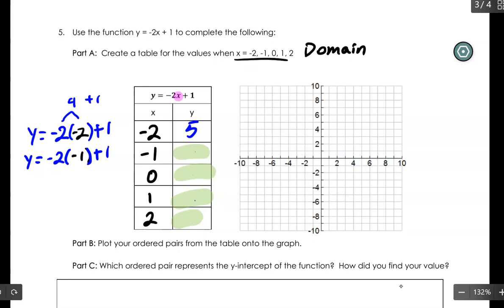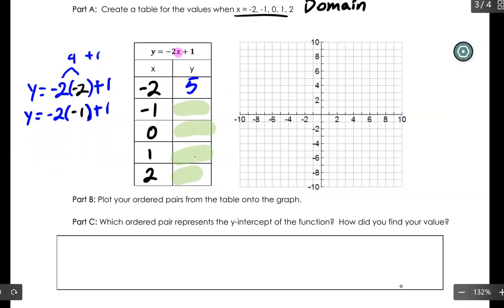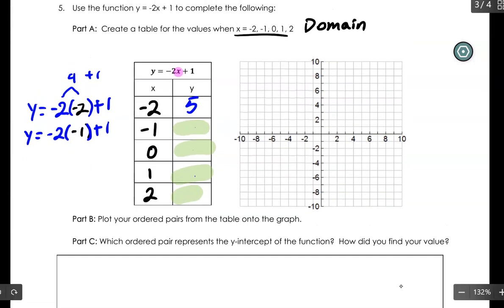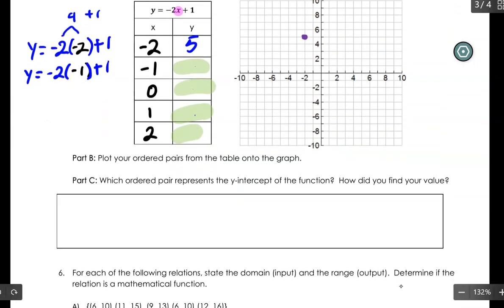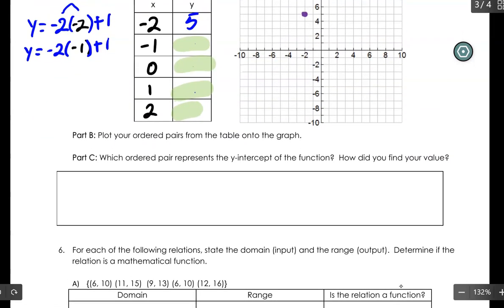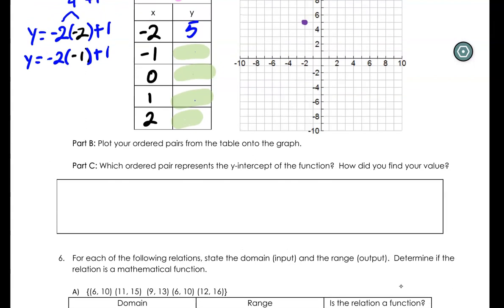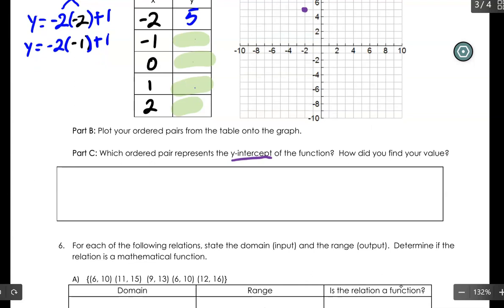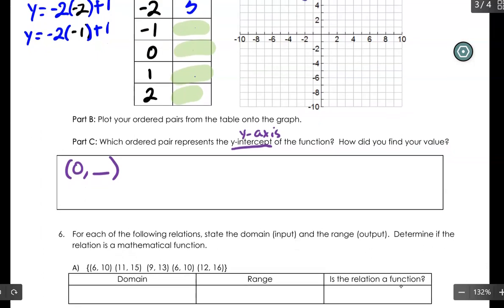Okay? Alright, so I'm going to skip the graph just because that is not going to be on the online version. But -2, 5 is here, so if you use a paper copy, make sure you plot that. Okay, part C. You will answer this question on the practice online. Okay, which pair represents the y-intercept? Now here's a clue. It's on the y-axis. That means your ordered pair has to be 0, something. Okay, whatever that number is your y-intercept.